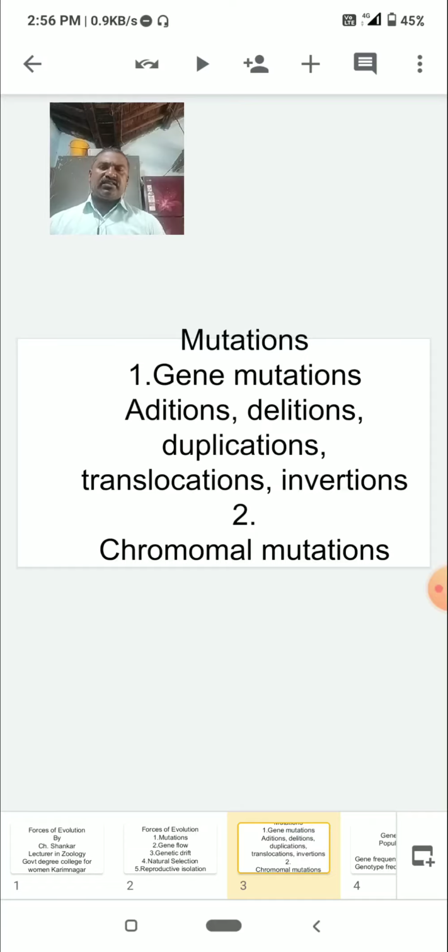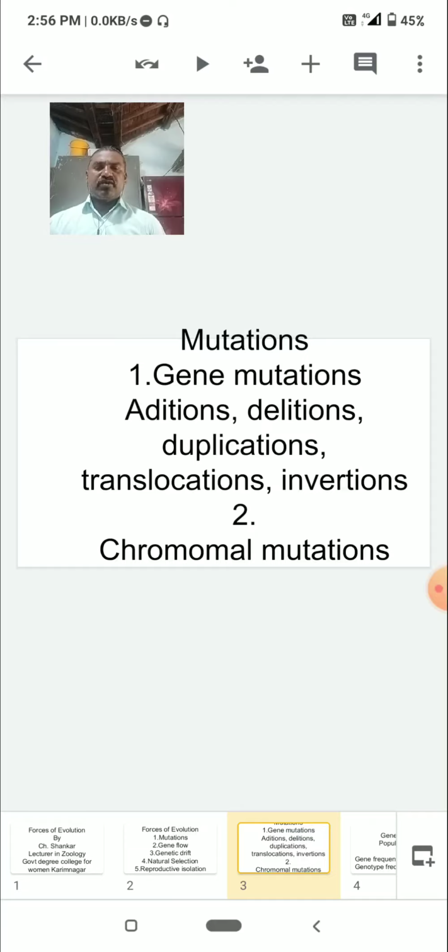And duplication, nothing but doubling of genes, is called duplication. And translocation: one chromosome part is removed from a chromosome and added to another chromosome. That is called translocation. Inversions: reverse arrangement of genes is called inversion. These are called gene mutations. It is also called point mutations.